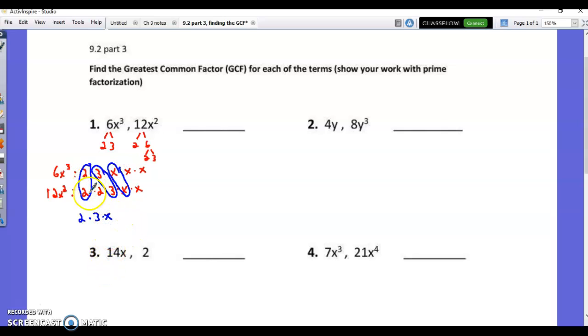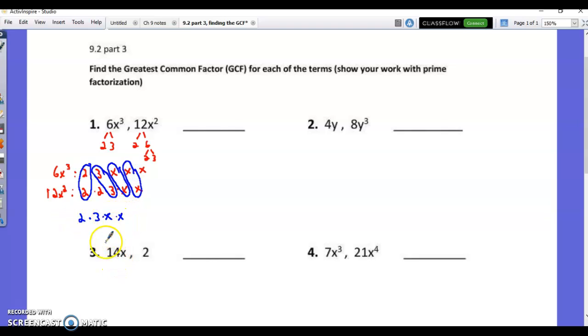All right, so remember, we're only bringing down what we have in common in all the terms, not both of them. I'm not bringing down 2 2's. I'm just bringing down 1 because that's what's in common. And we also have another x here, right? Because that's an x in each one, so I can put that there as well.